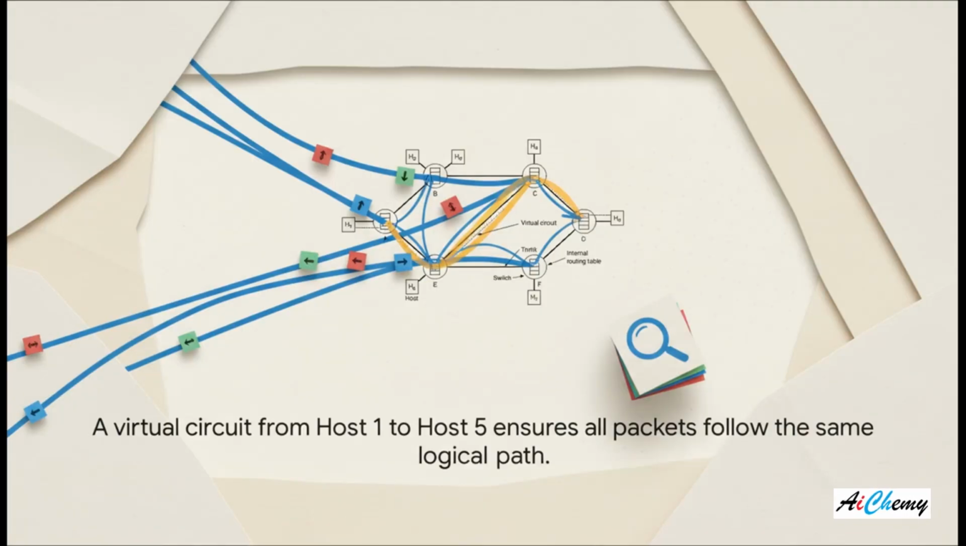Look, the packets going from host 1 over to host 5 might physically take different routes through the network. Some might go through switch B, others might zip through E. But because they're all part of the same virtual circuit, the network treats them as one single orderly stream of data. This guarantees they all get put back together correctly on the other side. It's just such a clever way to create order out of potential chaos.